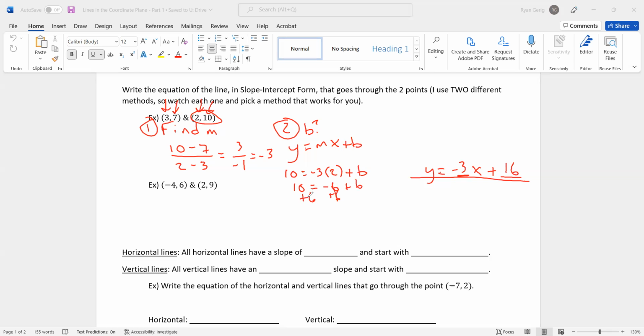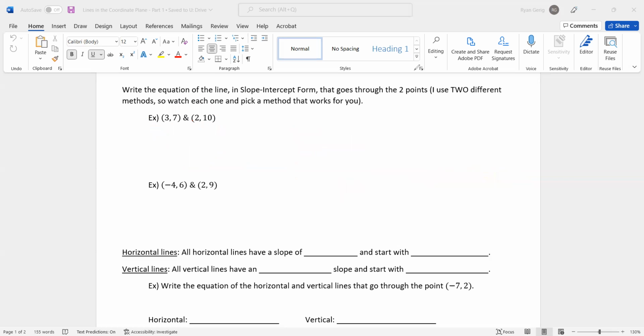Okay, I'm going to do the same thing. Actually, no, I'm not going to do the same thing. Same result for the next one, but I'm going to do it a different way. Okay, I'm going to go ahead and put the answer line over here. I'm going to put y equals, and I know I'm going to finish that up. First step is the same as the previous method, so find m.